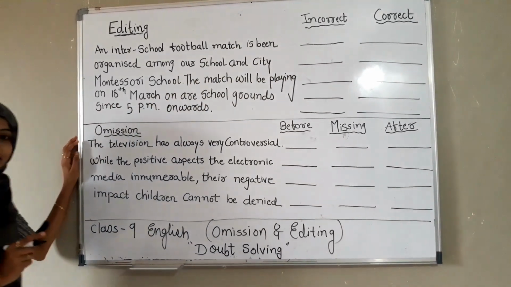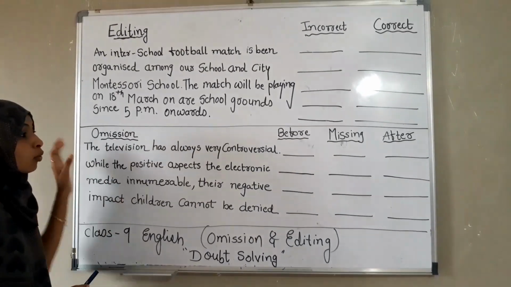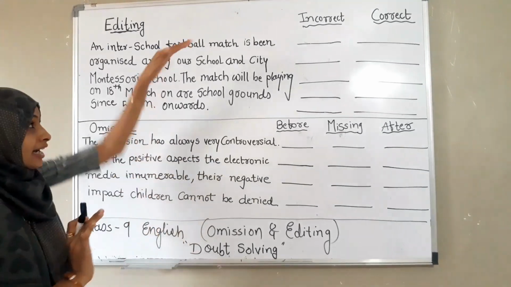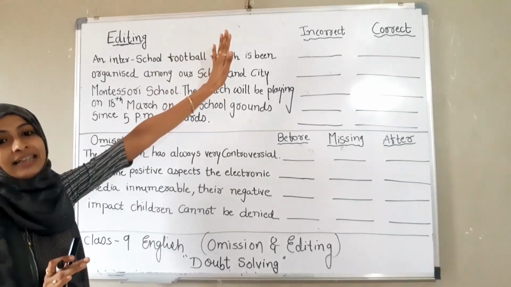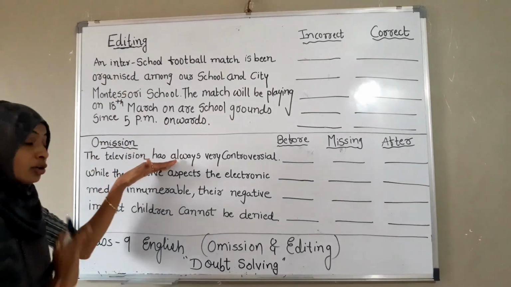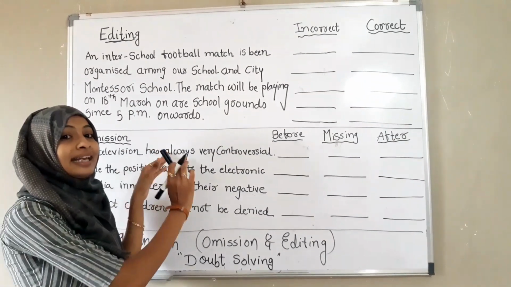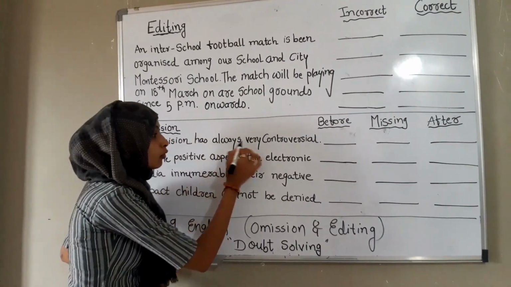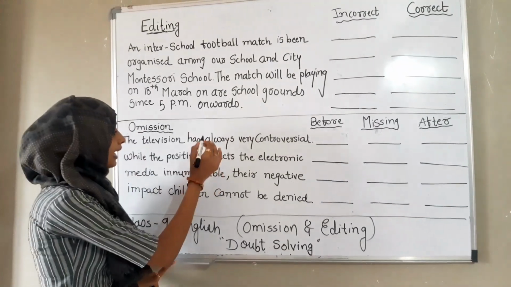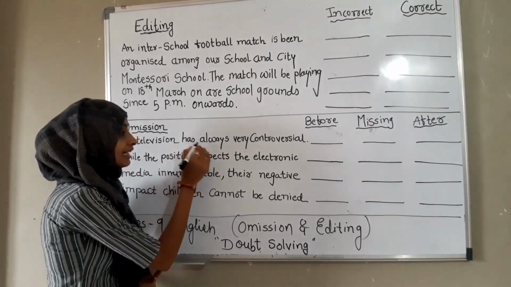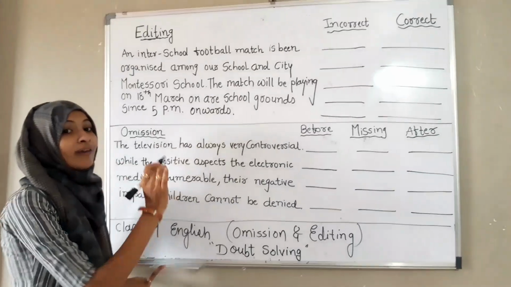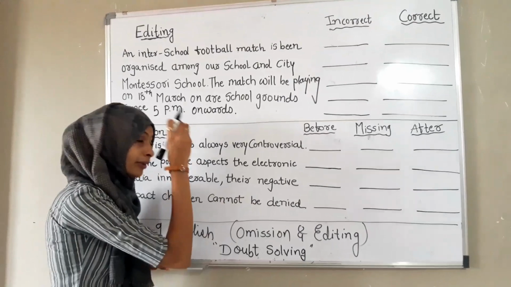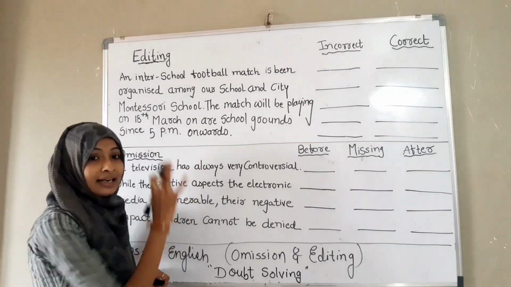Now, omission. What is omission? One word is omitted. Omitted means not given in the line. In editing the word is given but it is incorrect. Here the word is not given, and we have to add it in every line of the paragraph. So omission means one word is omitted from the line. We have to find where it is omitted, the word that is not given in the line, and keep that word in the line.